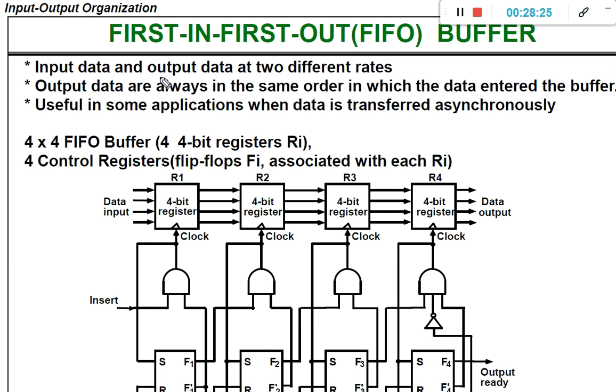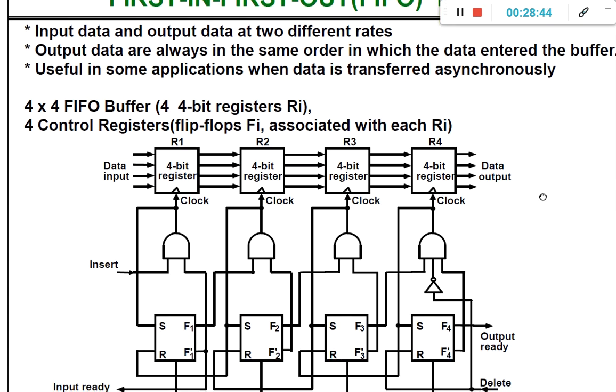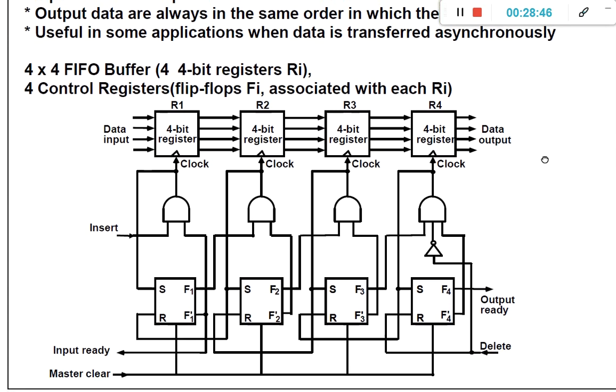See the points. Input data and output data are at two different rates. Output data are always in the same order in which the data entered the buffer. It is useful in some applications when data is transferred asynchronously. So these are the points for the first in first out buffer. In this diagram, we will discuss the 4x4 FIFO buffer.